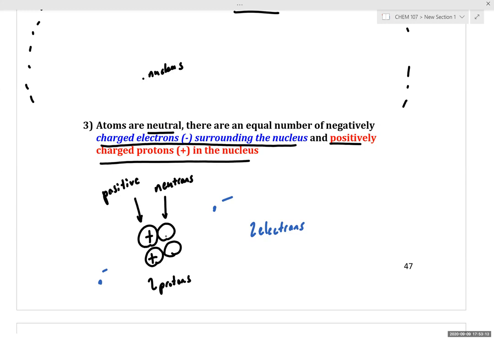Perfect. And remember, the positively charged protons and neutral neutrons are found in the nucleus. The electrons surround the nucleus.